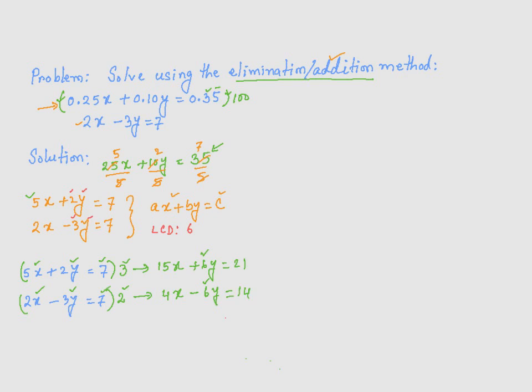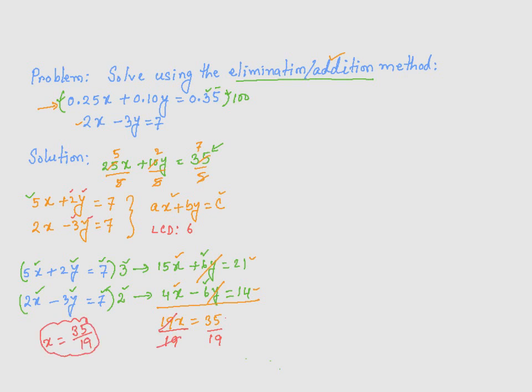Okay. Now I'm going to add these two equations. If I add them, what do I get? Positive 6y, negative 6y cancel out. 15x plus 4x is 19x is equal to 21 plus 14 is 35. Now I'm going to divide both sides by 19. That's going to give me x is equal to, because the 19s cancel out, 35 over 19.